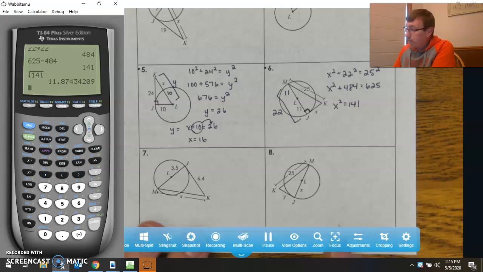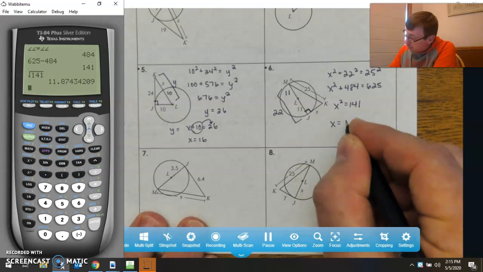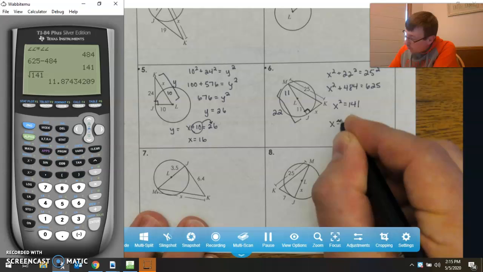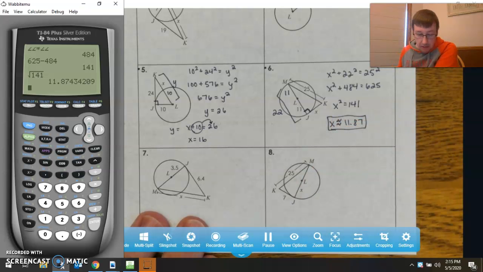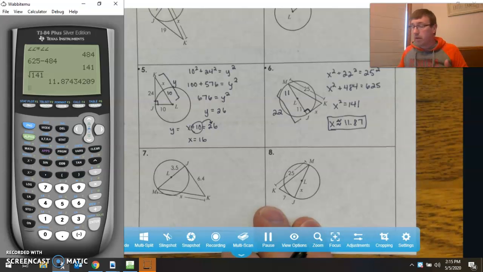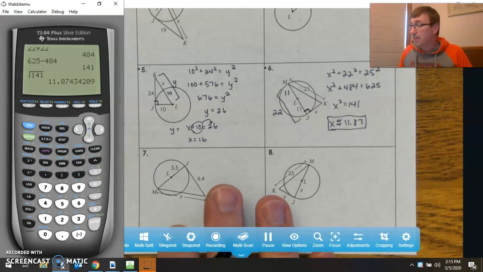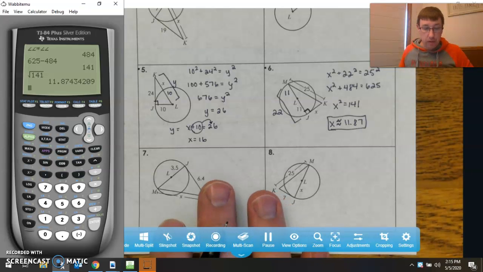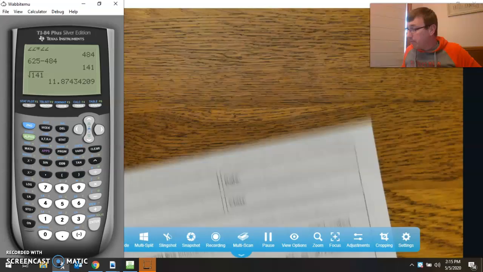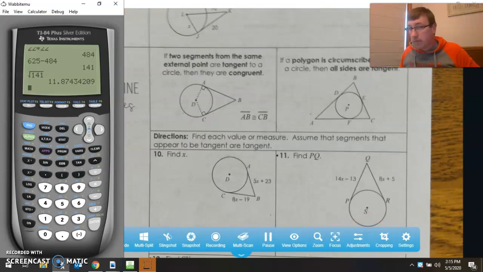So it should be 11.87. Now if you use a squiggly equal sign, that does mean approximately. Okay, so that's using the Pythagorean theorem to see if lines are tangent or what the value of x is if it is tangent.